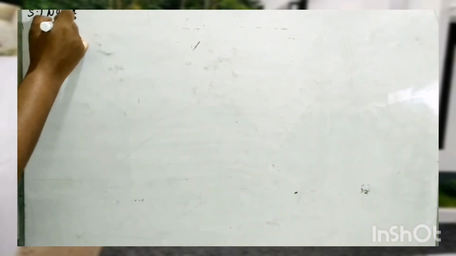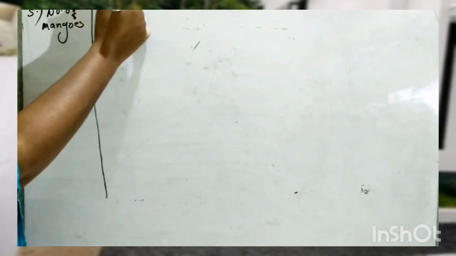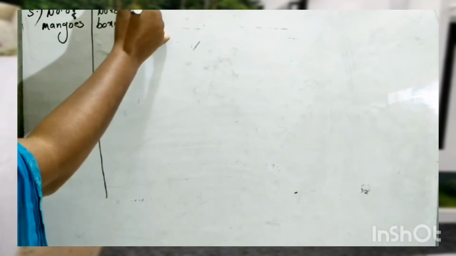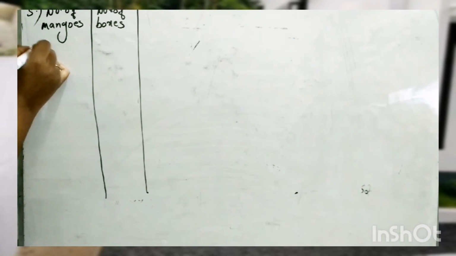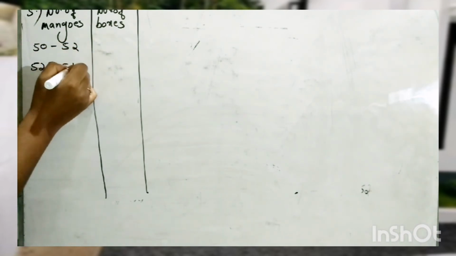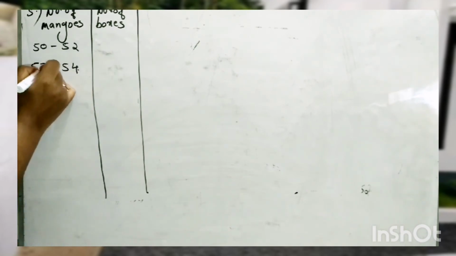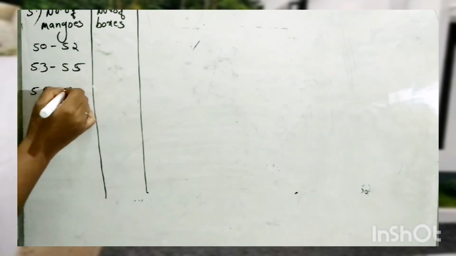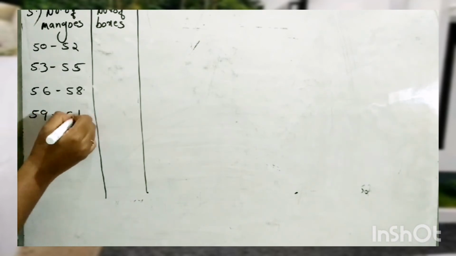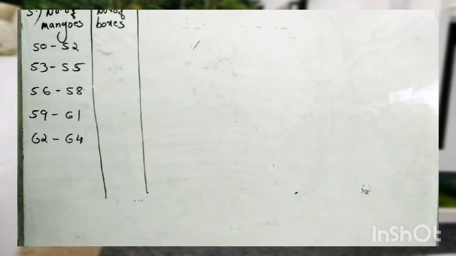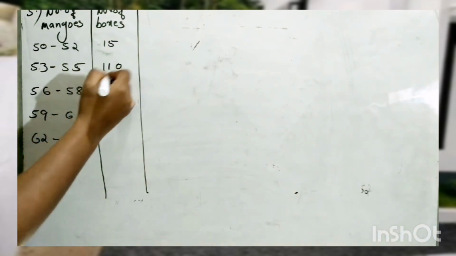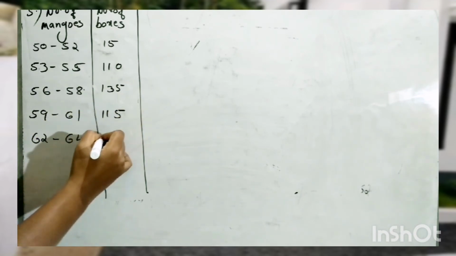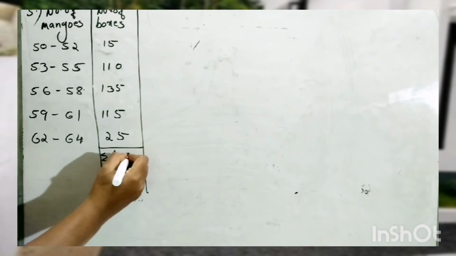So the given information is number of mangoes and number of boxes. Number of mangoes: 50 to 52, 53 to 55, 56 to 58, 59 to 61, 62 to 64, and number of boxes: 15, 110, 135, 115, 25, and the summation fi is equal to 400.